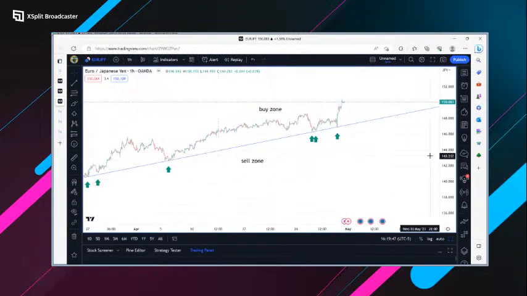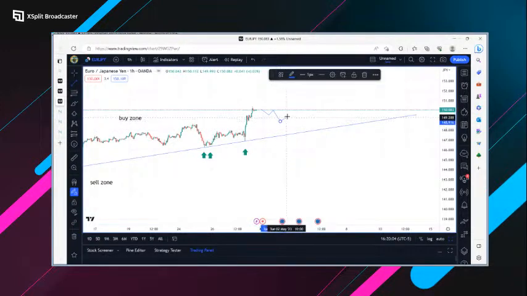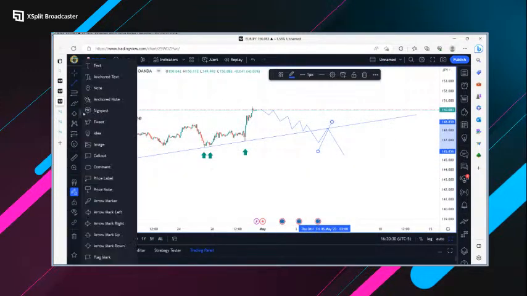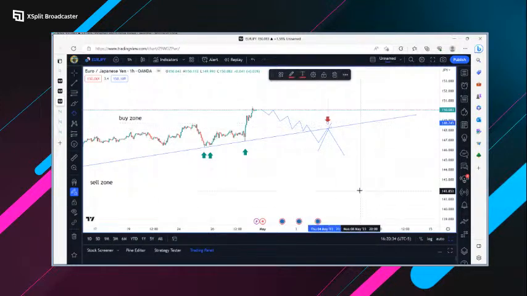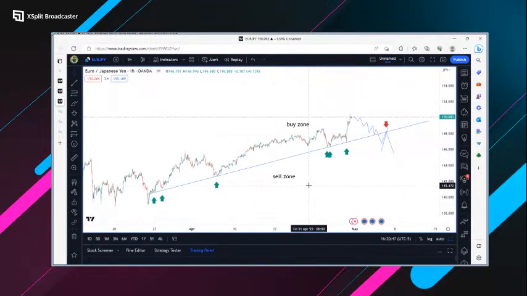So if we're going to sell this market, we need the market to do something like this. We need the market to wave down, start making its waves, making lower lows, higher lows, lower lows, come to break into the sell zone, give us a high price in the sell zone. Then bingo, we sell the counter trend line break in the sell zone. Right there. So that is essentially what we're looking for.